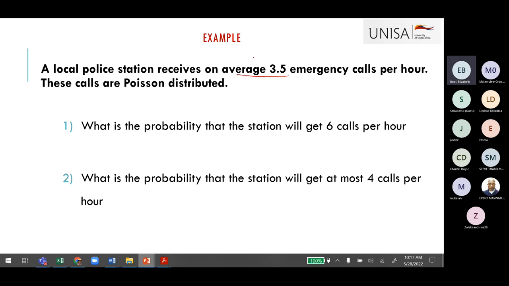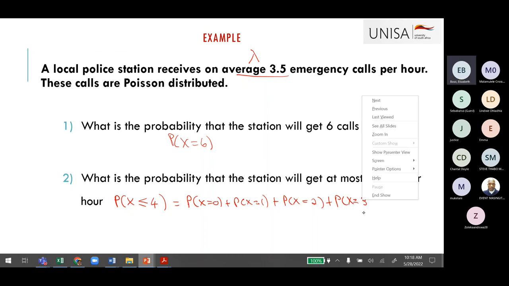We are told what the average is, which is our lambda. What is the probability that the station will get 6 calls? It will be the probability of X is equal to 6. What is the probability of at most 4 calls per hour? That will be the probability of X less than or equal to 4, which is the same as the probability of X is equal to 0 plus the probability of X is equal to 1 plus the probability of X is equal to 2 plus the probability that X is equal to 3.